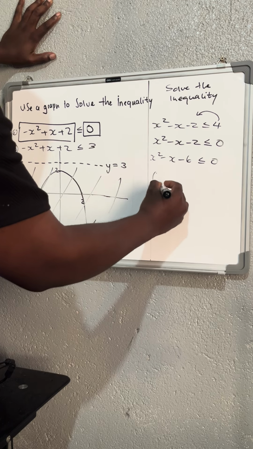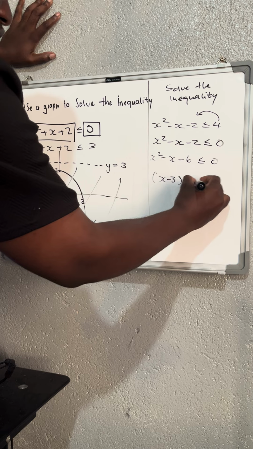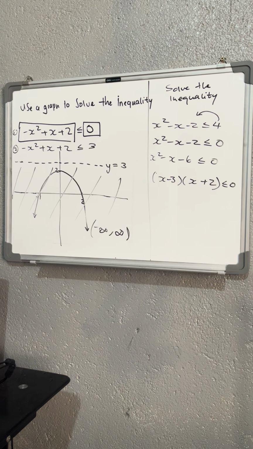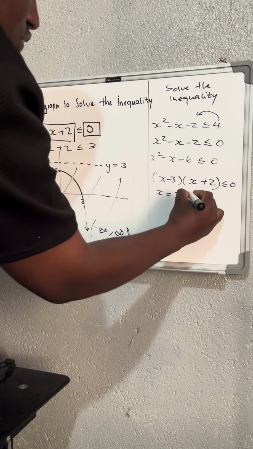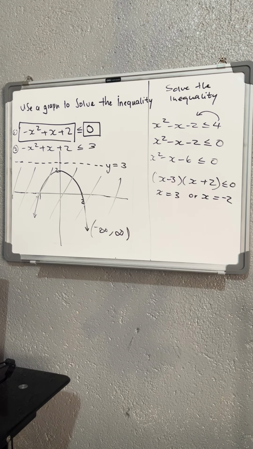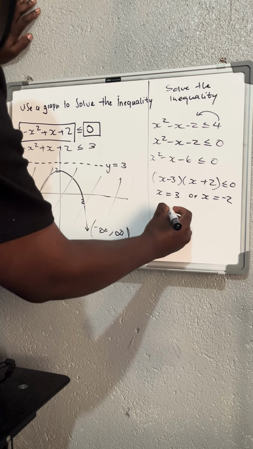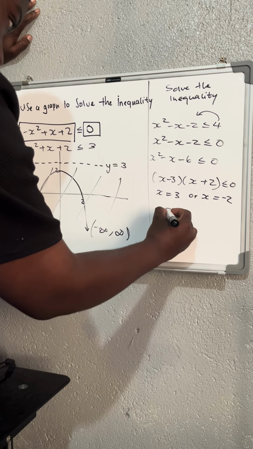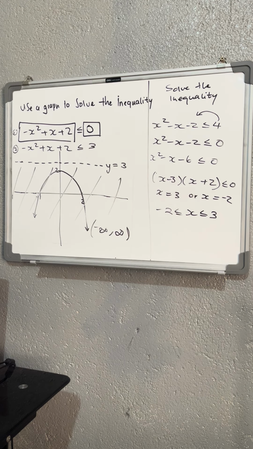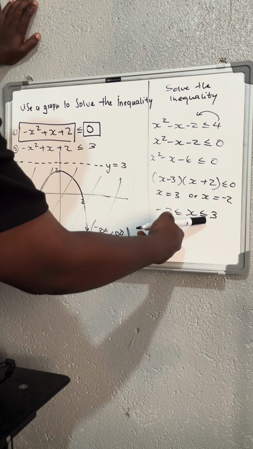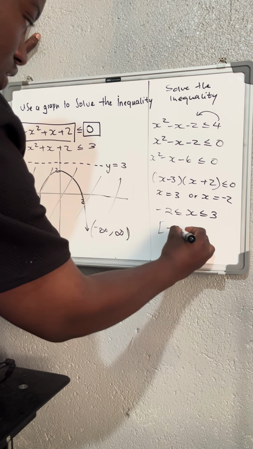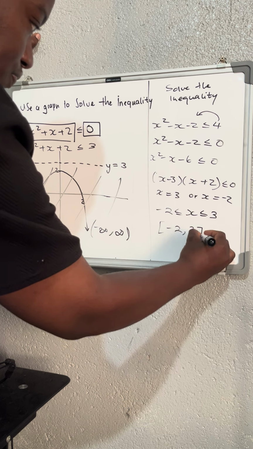So I'm just going to say you have your x minus 3, then you have your x plus 2, less than or equal to 0. Therefore, you now know your x would be equal to 3, or your x would be equal to minus 2. So how would you write this one? You would write it as minus 2 is less than or equal to x, which is less than or equal to 3. Since we have this sign, you can write it in interval notation, that this would be between minus 2 and 3.